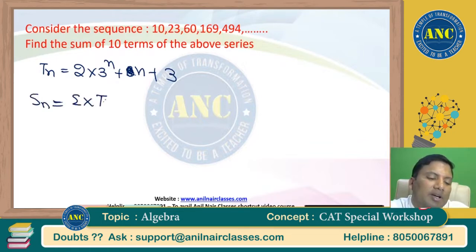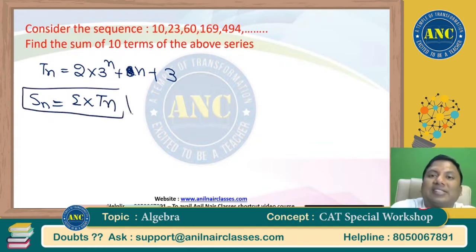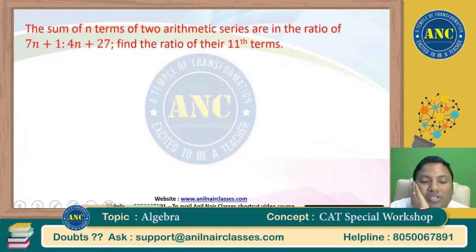Try to develop your own approach. In case you are not getting it, I will discuss it in the next class. AP you have understood, right? How am I deducing? Try to deduce the same thing for GP. Idea clear? Next one.